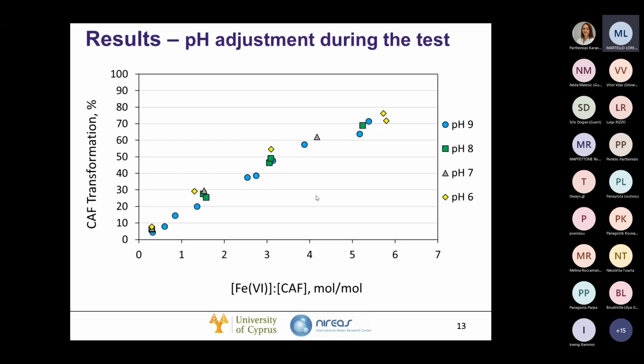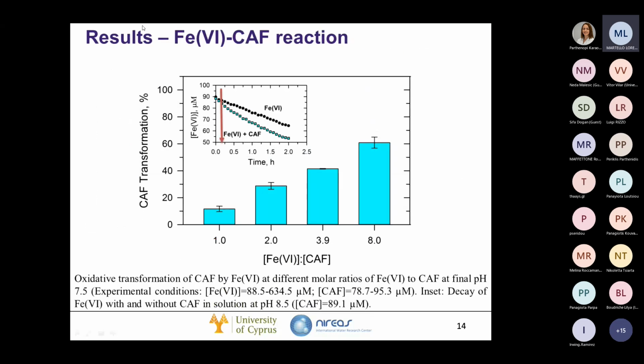And here we can see a nice curve that shows that different pH did not affect the removal of caffeine in the solution. And we can see that the removal of caffeine increased with increasing molar ratio of iron 6 to caffeine, which was something that we expected. Here in the inset figure, we can see the decomposition of iron 6 in the presence and in the absence of caffeine.